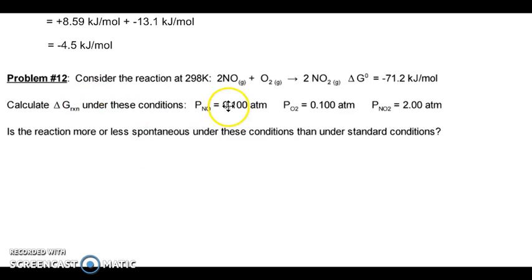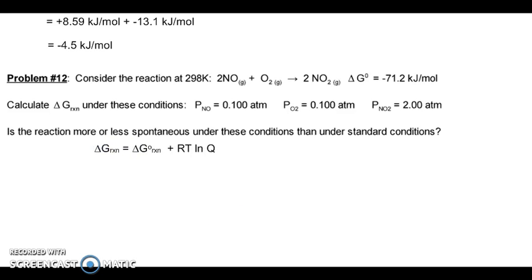Okay, so consider the reaction. They were giving you the delta G naught here, and now we have the pressure of NO, the pressure of O2, and NO2. Is it going to be spontaneous given these conditions? Notice that none of the pressures are 1 atmosphere. They're non-standard. What is delta G of this reaction? Okay, let's check this out. Here is my equation.